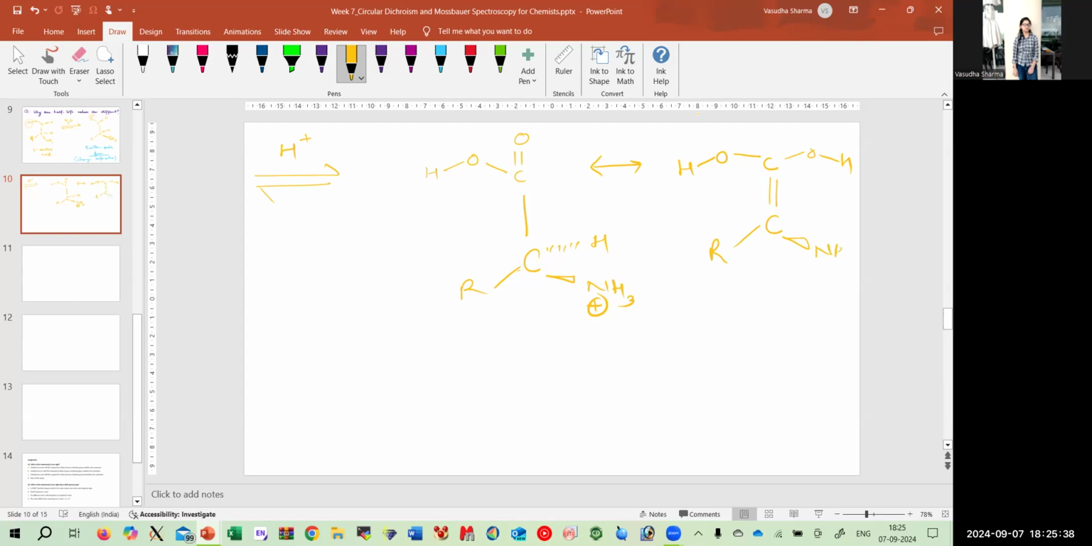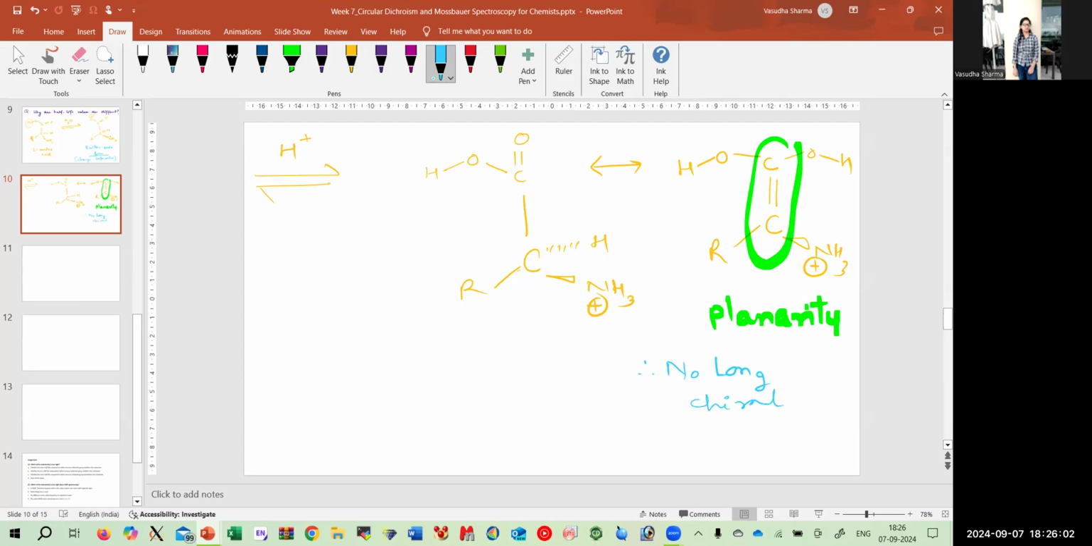Now at this stage, it has attained planarity. When planarity is there, it's no longer chiral.